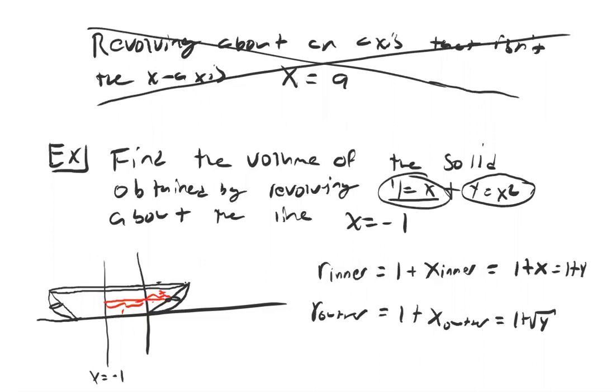So I'll put everything in terms of y, and now I'm just going to do my integral 0 to 1. Pi times the outer radius here is 1 plus square root of y squared minus the inner 1 plus y squared dy. And then this integral is doable. I'm just going to write the answer just for the sake of time. You can go through and do this. This one ends up being pi over 2.